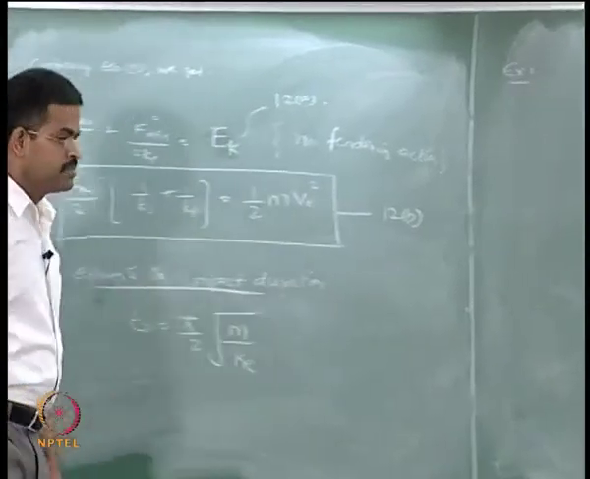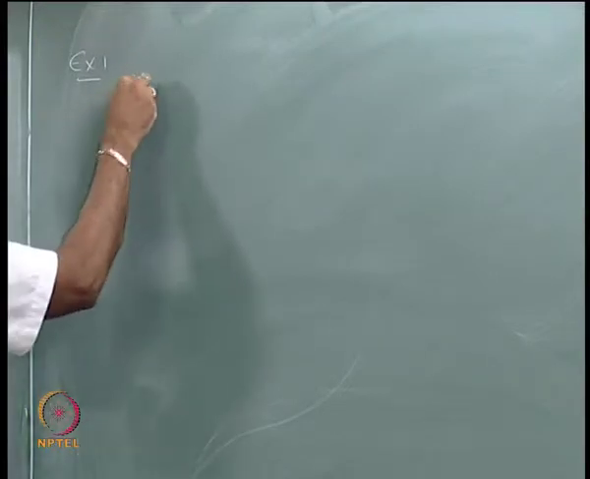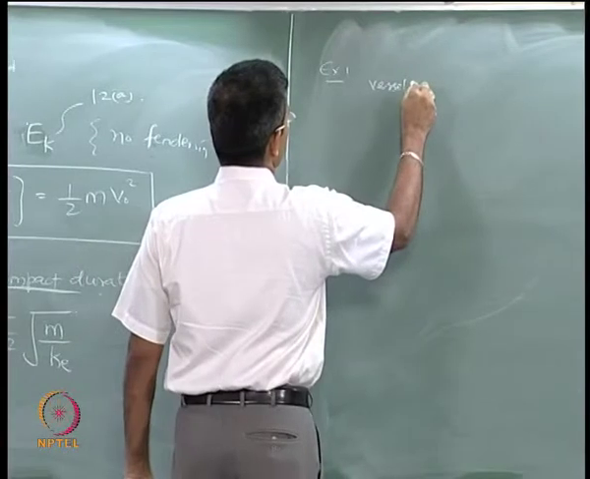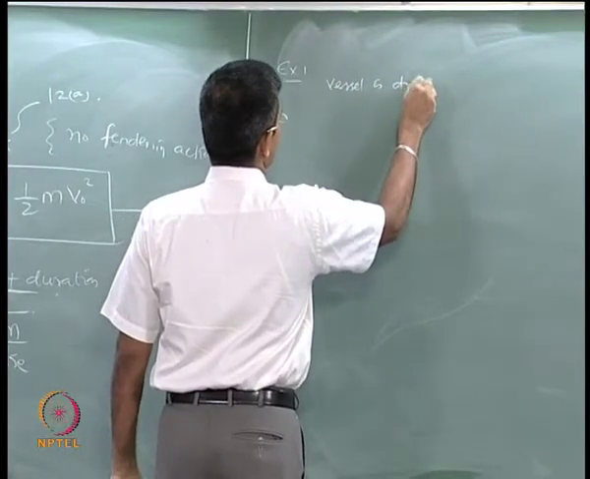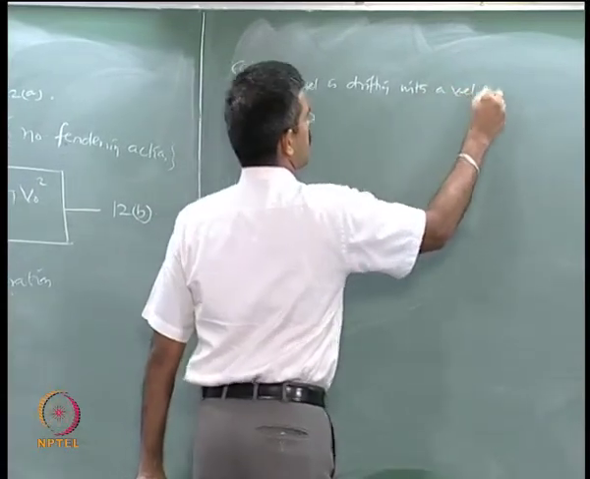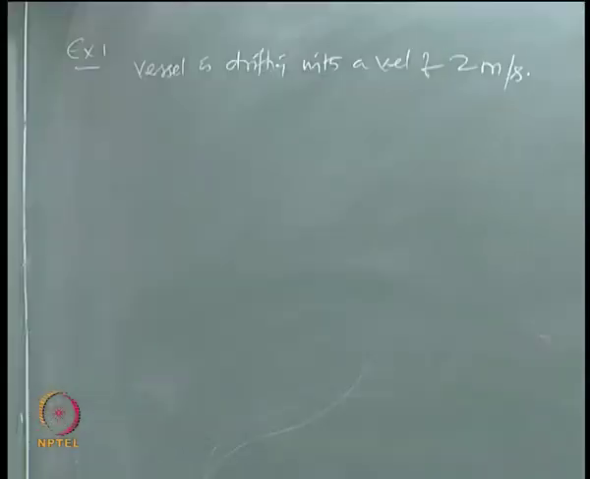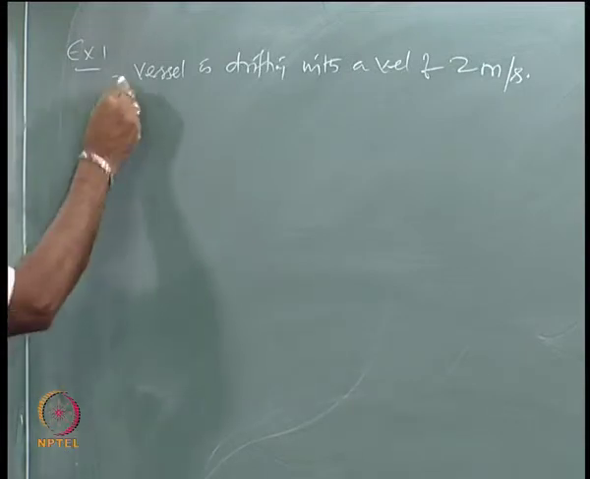Let us say I have a vessel that is drifting with a velocity of 2 meters per second. The displacement of the vessel is 2500 tons.